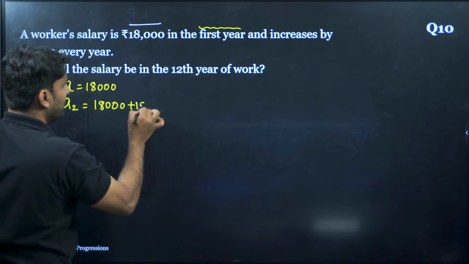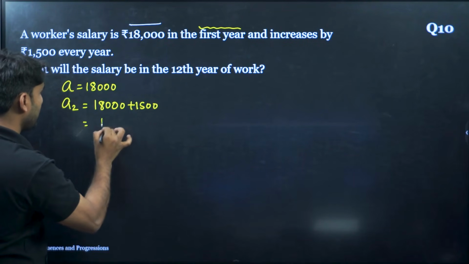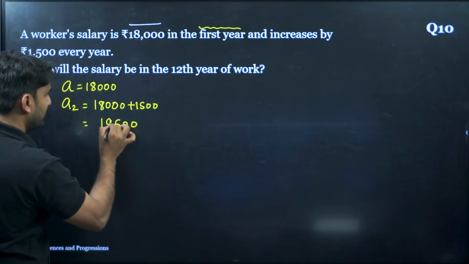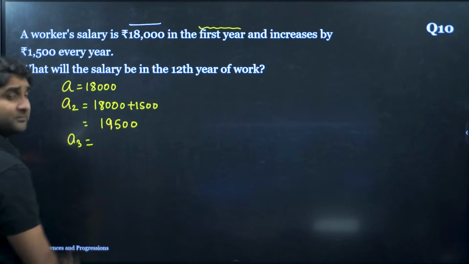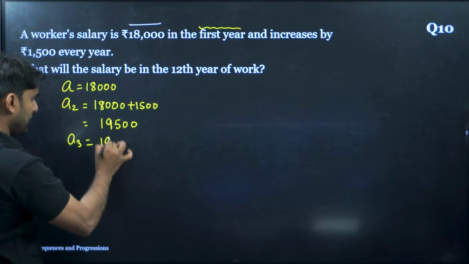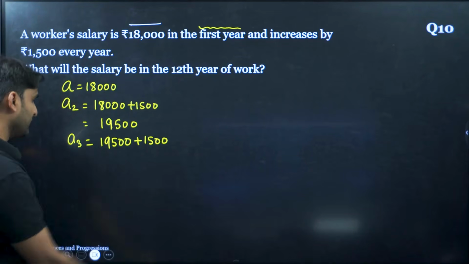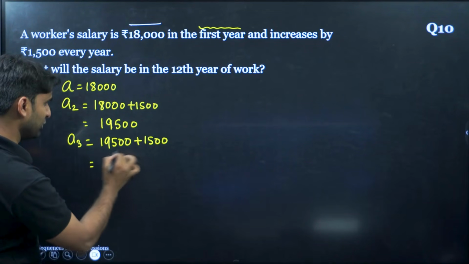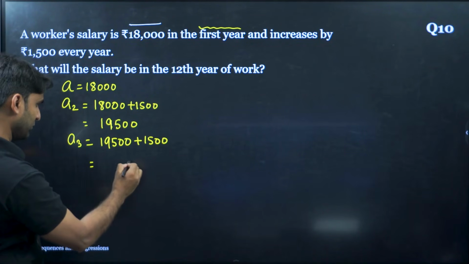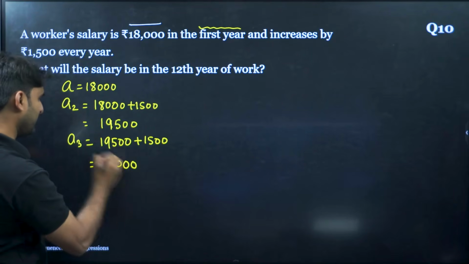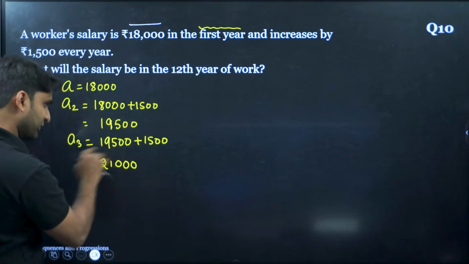18,000 plus 1,500. This will be the next year's salary. So how much will be the salary, guys? This will be 19,500, right? This will be the salary next year, second year. What will be the salary in the third year? Again 19,500 plus 1,500. Right? So please add. This will be 21,000, because that was 19,500.